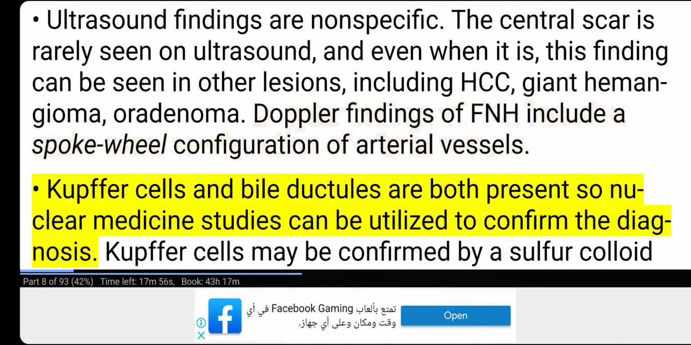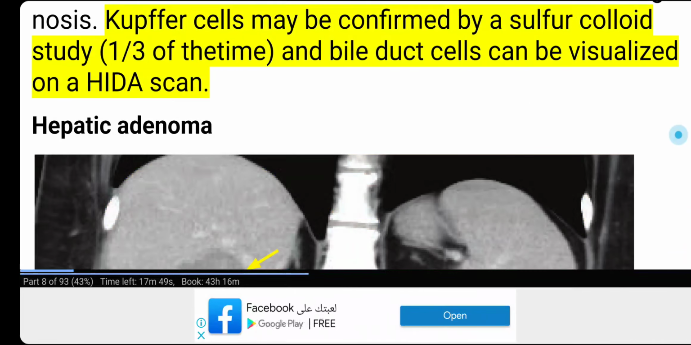Kupffer cells and bile ductules are both present, so nuclear medicine studies can be utilized to confirm the diagnosis. Kupffer cells may be confirmed by a sulfur colloid study, one third of the time, and bile duct cells can be visualized on a HIDA scan.